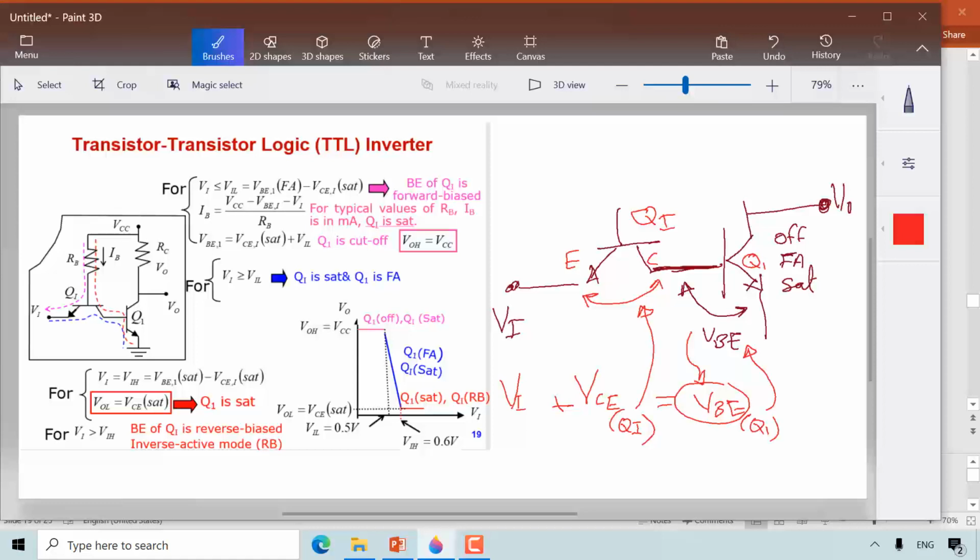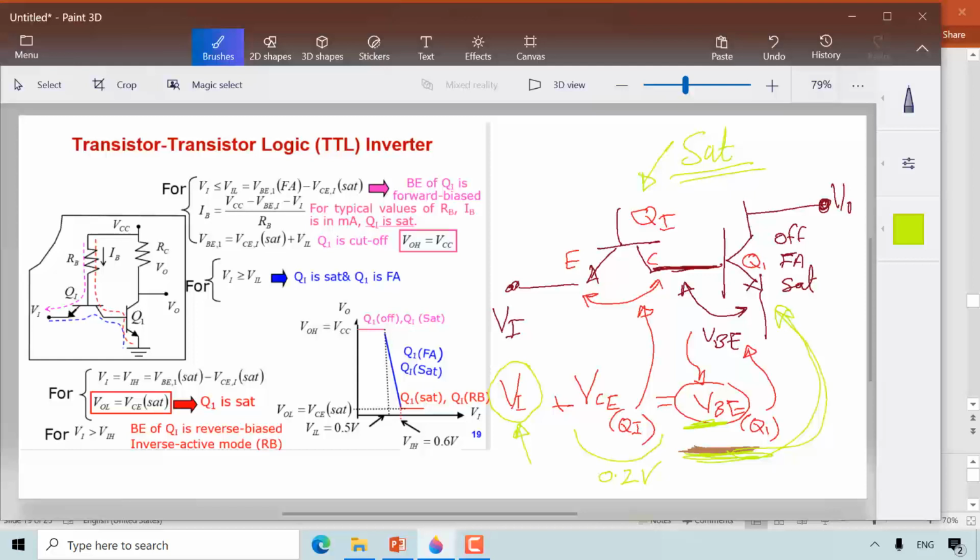The trick in these types of circuits is that you want to control the VBE of what? Of this transistor. That's the trick in all of these circuits. Now we know the equation. So here is the input that I can control. What about the VCE? In TTL, the VCE of the Q input, this transistor, is always in saturation. Which means this is always 0.2 volt. So whatever value I apply to the input voltage, add 0.2 to it, and you will get the VBE of this transistor.